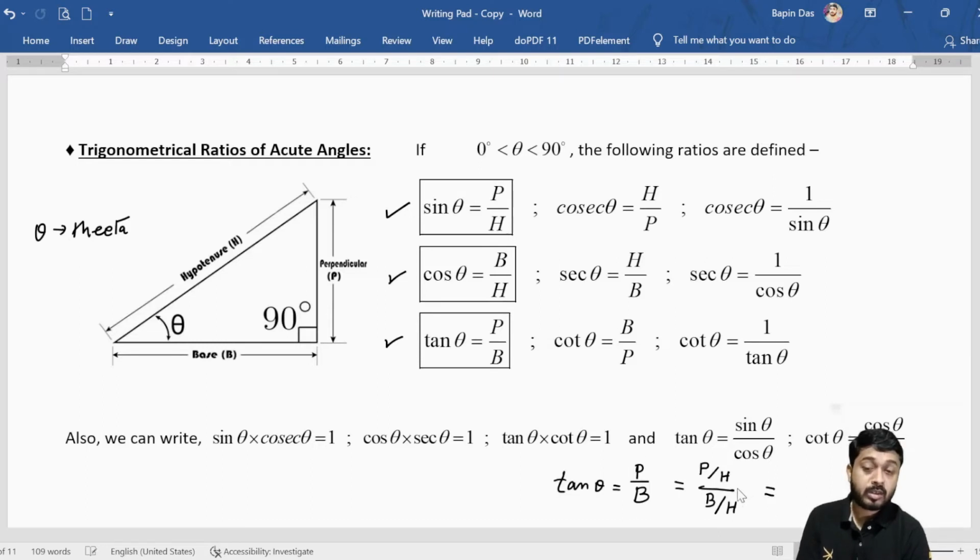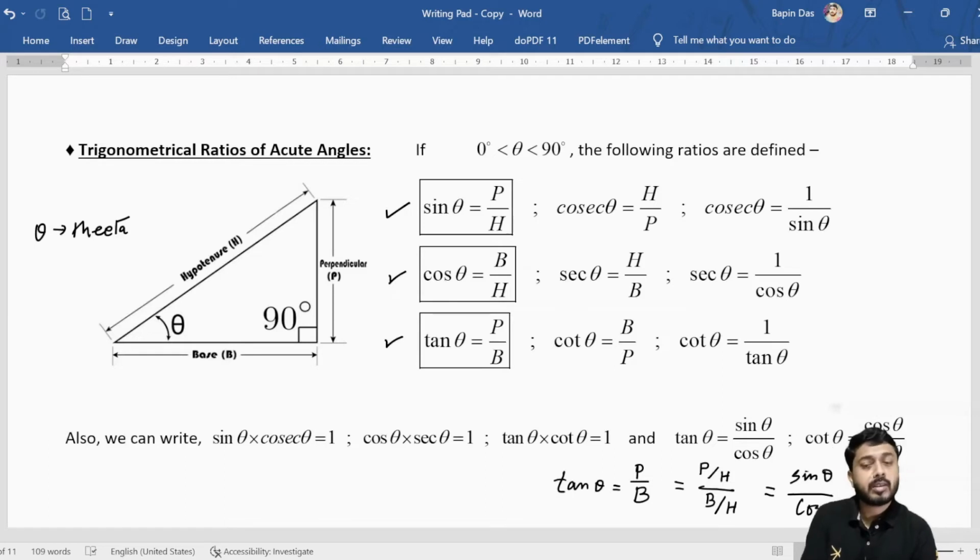Now say what the thing in the numerator is. Perpendicular upon hypotenuse is sine theta, right? So in the numerator, can I write sine theta? Of course I can, isn't it? And in the denominator, base upon hypotenuse is cos theta, right? So in the denominator I can write cos theta. That is why we can write tan theta is equal to sine theta by cos theta, right? And similarly, cot theta is equal to cos theta upon sine theta, right?